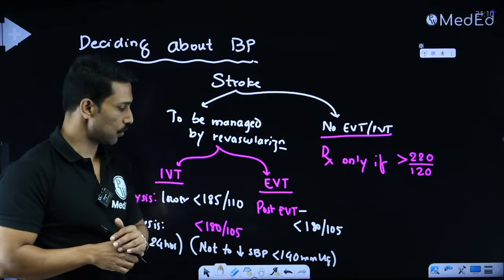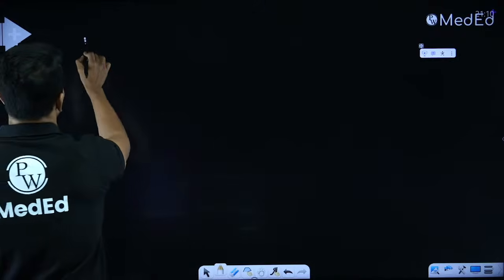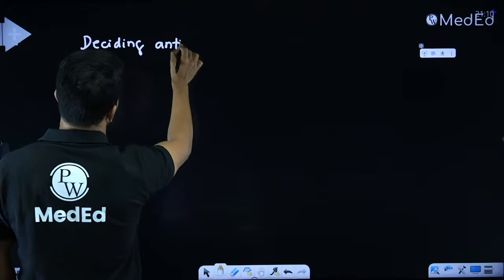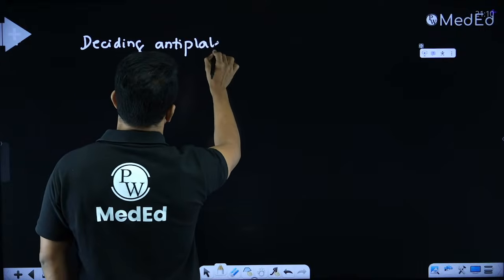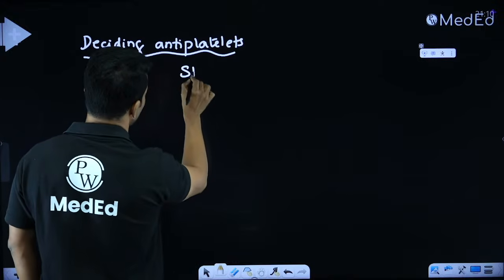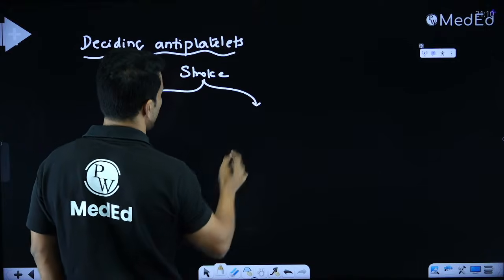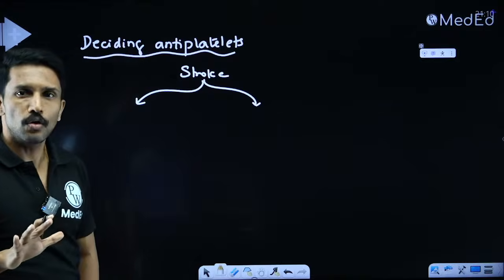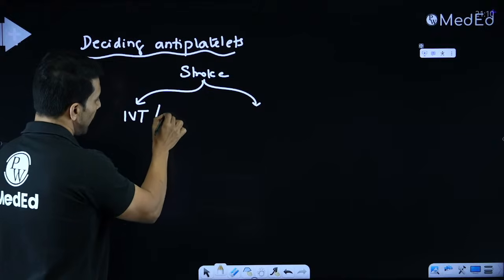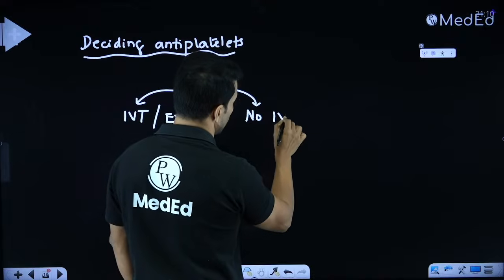Okay. Now another thing is deciding antiplatelets, because the mainstay of treatment is going to be IVT and EVT. So if you have a case of stroke in the emergency room, right, you have to first decide whether you are going for IVT, EVT, or no IVT, EVT.